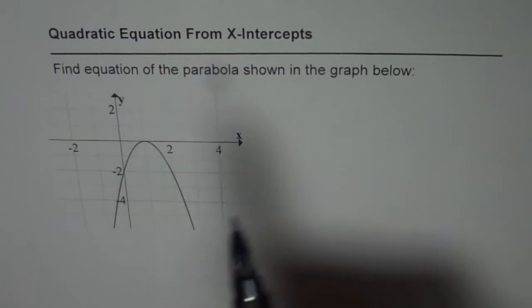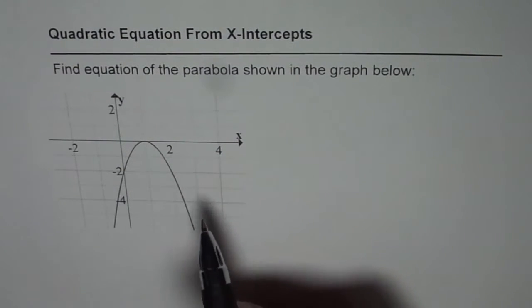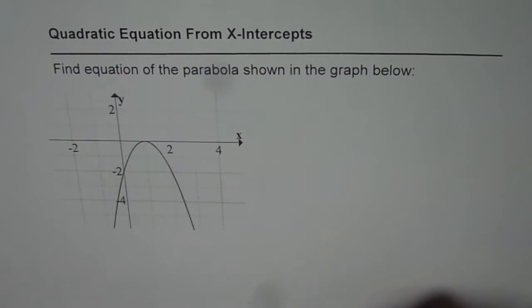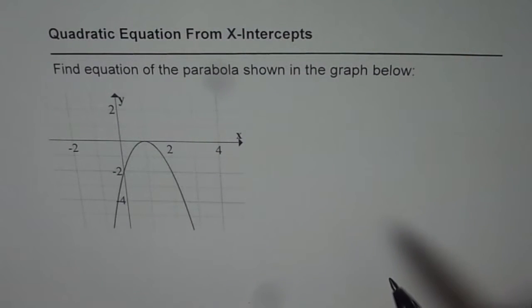The question here is: find the equation of a parabola shown in the graph below. Now this is a very typical graph, different from the others which we have taken. Here we have only one x-intercept. Now the question is, given one x-intercept, how can you find the equation?